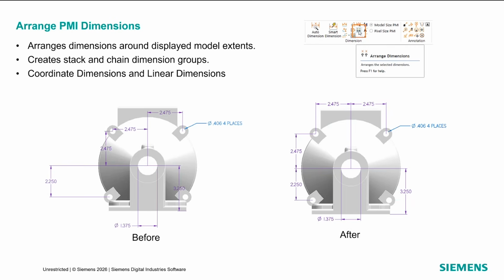Arrange, we've had this in the drawing environment, and we have it now in the 3D as well. This helps you arrange the dimensions automatically based on the model views that you have. And this works with the stacked and chain dimension as well as coordinate dimensions and linear dimensions. So again, if your dimensions are not as clean as you would like them to be, you can just run arrange on them and have Designcenter Solid Edge do the work for you.